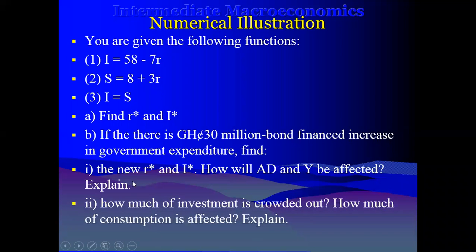Okay, we've done this. How much of investment is crowded out? That was the initial one minus the new one, the one that we had, 21. So that was the crowding out in investment. And then how much of consumption is affected? That's what we did. Consumption decreased by 9, because there's an increase in savings. So if savings is increasing by 9, it means that consumption is decreasing by 9. So there's no change in aggregate demand at all.